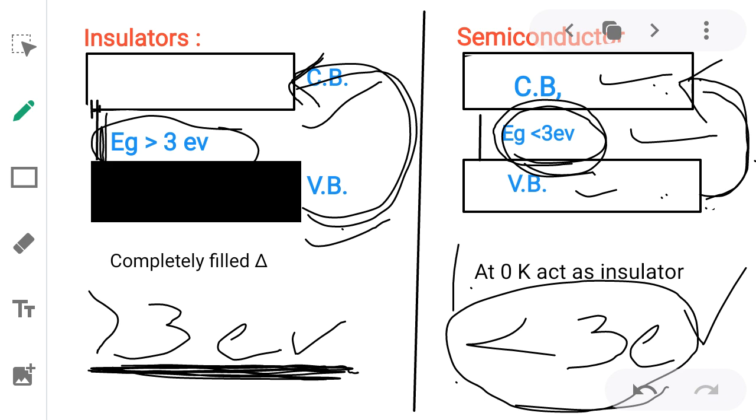One point, as I mentioned here: at 0 Kelvin, a semiconductor acts as an insulator. How is that so?